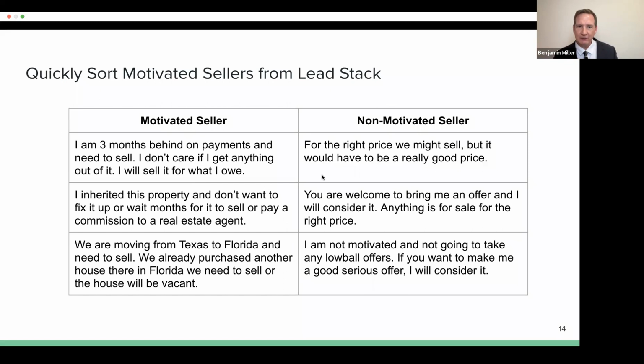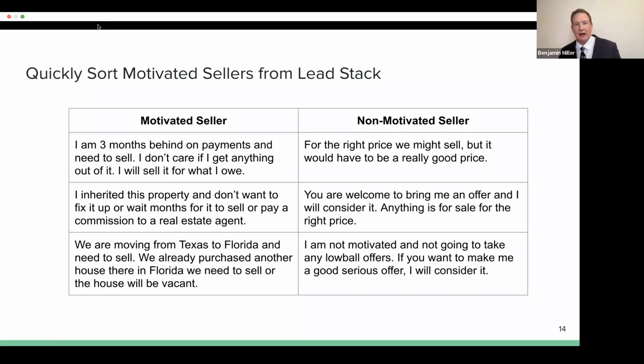Now imagine that instead, they say, for the right price, we might sell, but it would have to be a really good price. Right away, that's not a motivated seller. Don't waste your time. Just leave them. Just tell them, well, listen, I'm an investor. If you get more motivated in the future, please call me. I'll be happy to buy your property, but I can't pay you full price. So if you can sell it at a discount where there's some profit for me, I'd be happy to buy it. But call me in the future if you get more motivated. Have a nice day. And then you just move on.